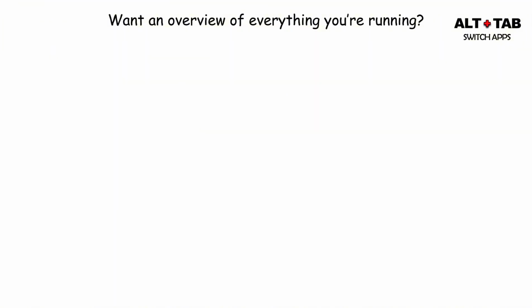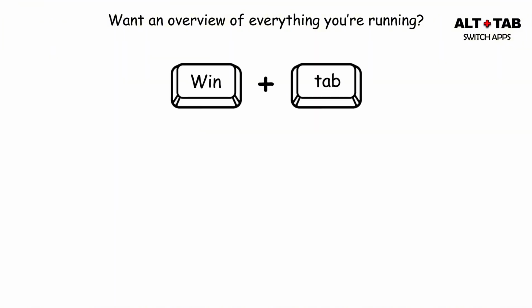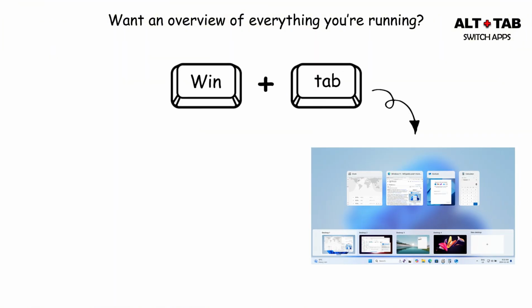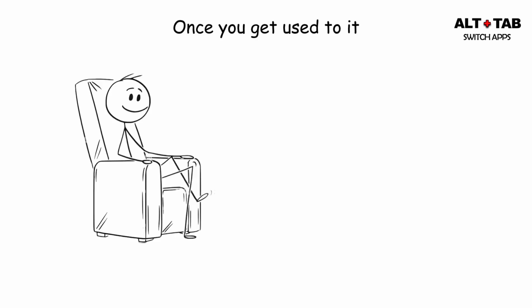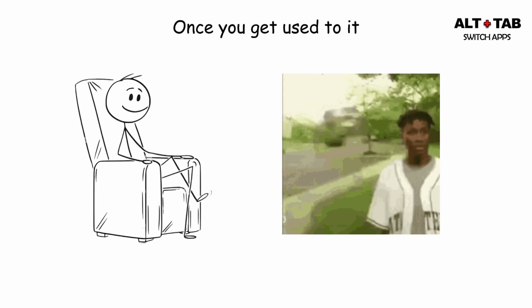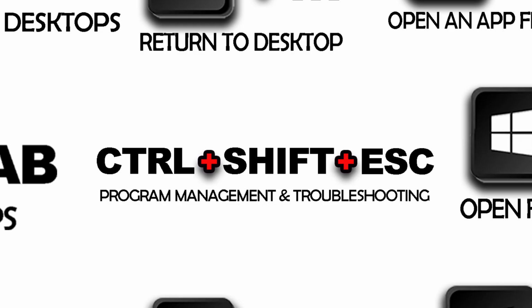Want an overview of everything you're running? Try Windows plus Tab, it opens Task View, your personal control center. Mac's version? Mission Control. Once you get used to it, switching between apps feels less like work and more like teleportation.